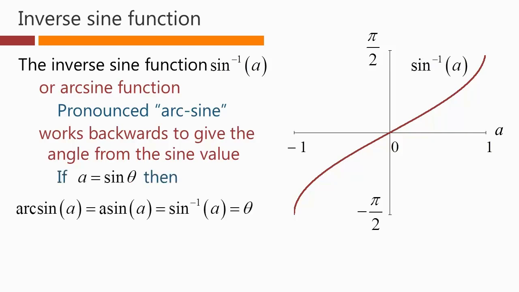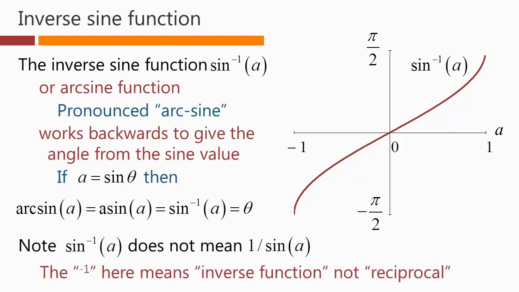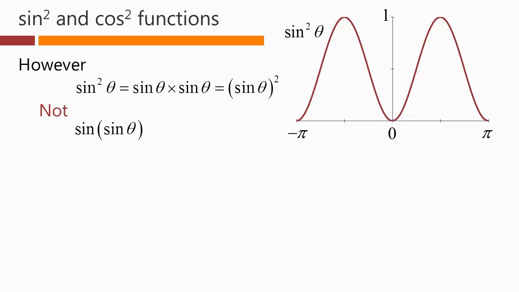So just to write that out properly, if we have a is equal to sine theta, the arcsine, or sometimes just written as a sine, or sine to the minus 1 of a would be theta. But to emphasize again, sine to the minus 1 of a here does not mean 1 over sine a. The superscript minus 1 here means the inverse function, not the reciprocal. This is the reciprocal. This is the inverse function. It's not the same thing.